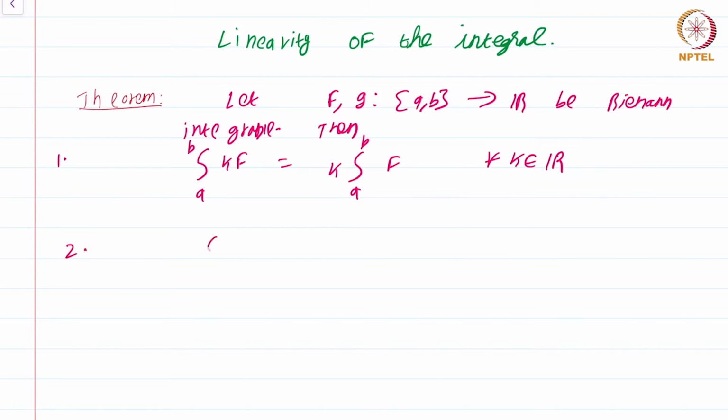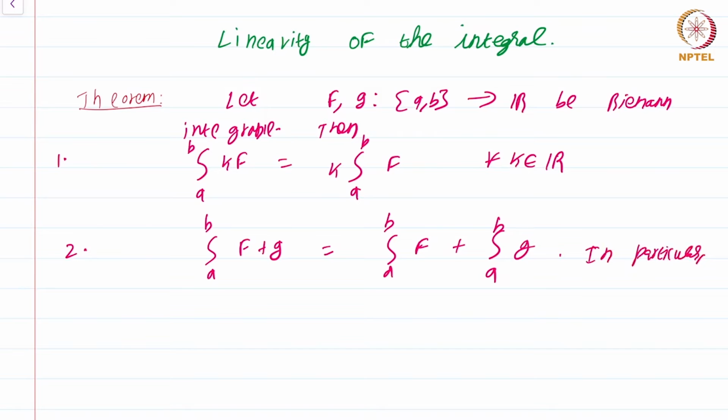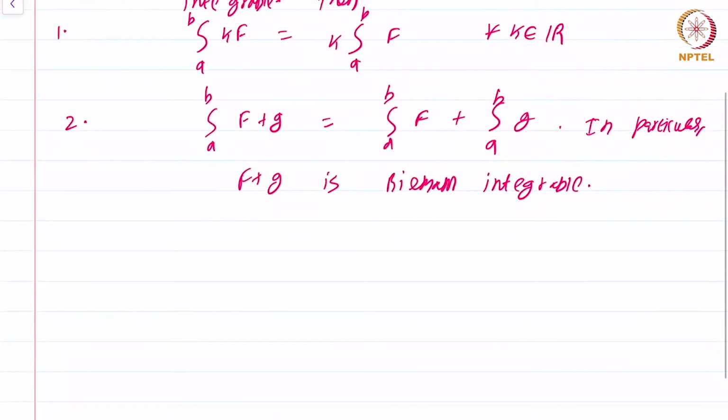Number two, integral a to b of f plus g is integral a to b f plus integral a to b g. So in particular, f plus g is Riemann integrable. So the sum of two Riemann integrable functions is indeed Riemann integrable, and not only that, the integral of the sum is the sum of the integrals, as you would expect. Now let's go on to the proof.